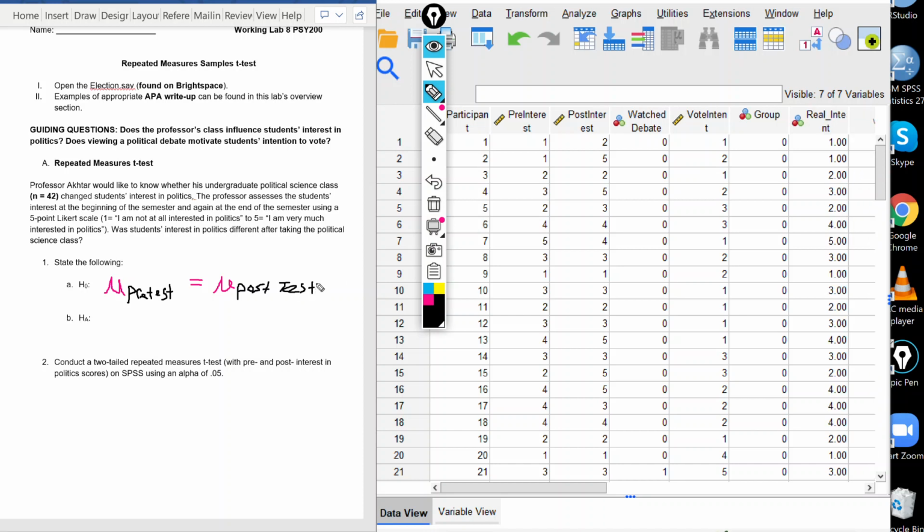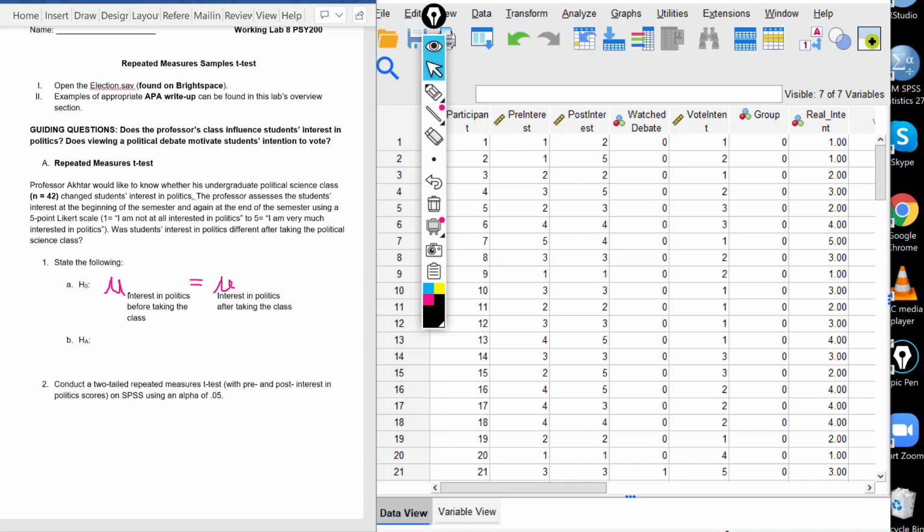But for the sake of our example, I'm going to erase this right here. The pretest is going to be, in this case, interest in politics before taking the class. And then interest in politics after taking the class. So this is how it's going to look.